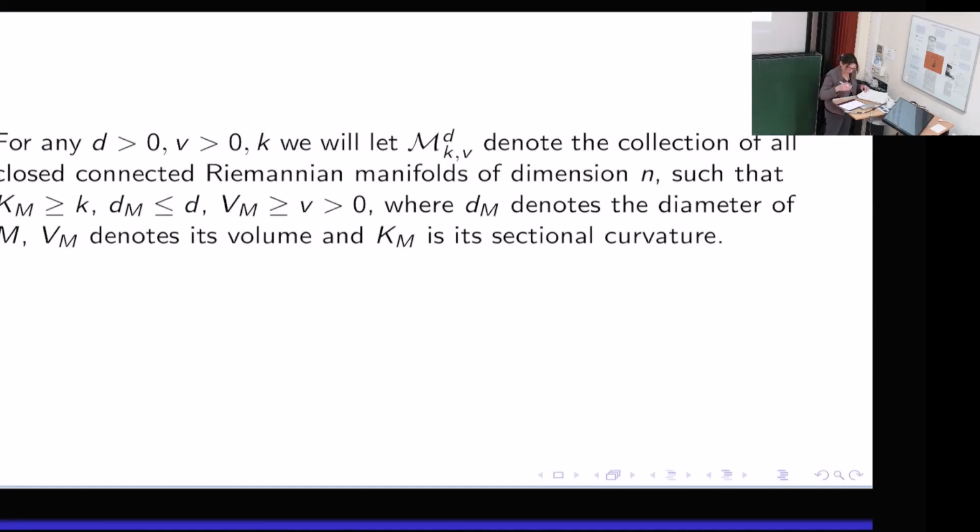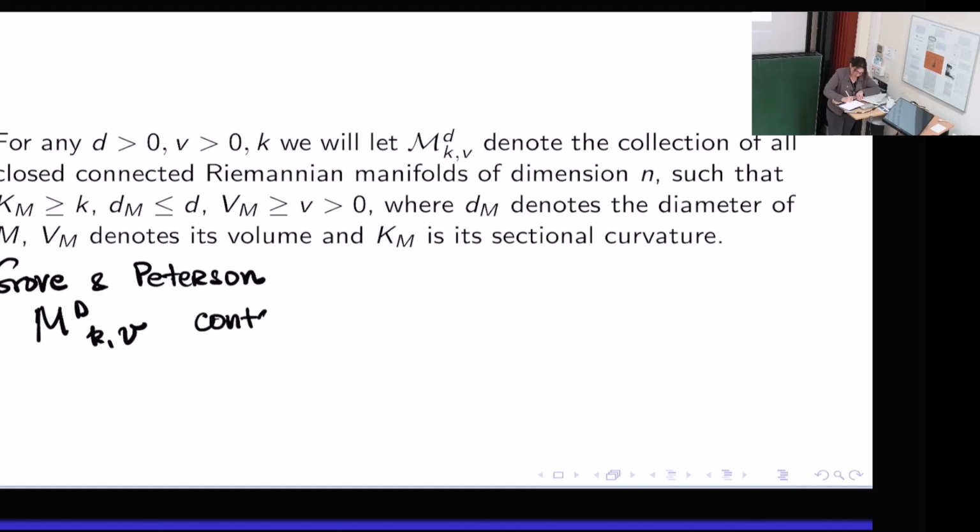Now, let me just discuss briefly why those things work. Those things work for the following reason. So when we have the manifold, the KVD space, right? There is a paper by Grove and Petersen, which tells us, so let me just maybe state it, that the collection M(D, K, V) contains only finitely many homotopy types.